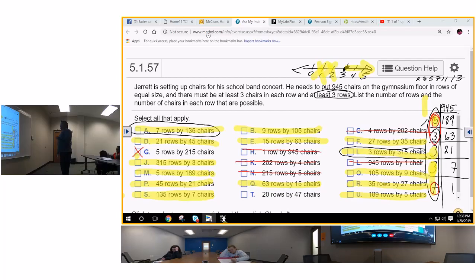Now, why can't I have 20 rows? I don't have a 40. I'm sorry, I don't have a 4. 4 times 5 is what? 20. I don't have a 2. I can't do 2 times 10. 10 is not even a prime number. So what does that mean? No.